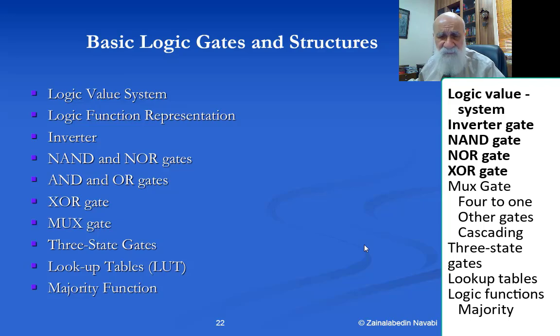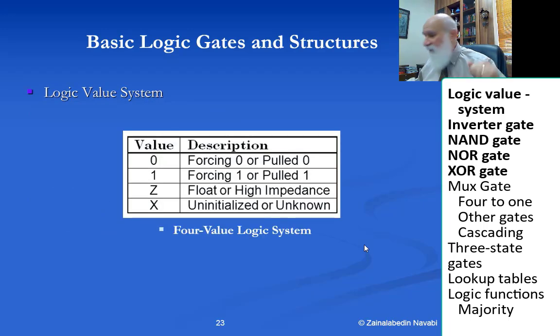So we talk about those, and then we talk about logic function representations and inverters, NAND gates, NOR gates, multiplexers, and the majority function. All right, so let's start with logic value system, and here I'm showing a table showing four values: 0, 1, Z, and X. Okay, let's take a very simple inverter and show the circuit diagram in CMOS.